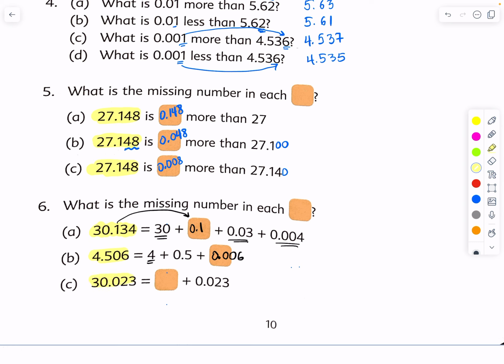Now, let's take a look at the final example on this page. We have 30 and 23 thousandths. Well, I hope you recognize right away that on the right-hand side, we do have 23 thousandths, same as on the left, but we are missing 30 wholes.